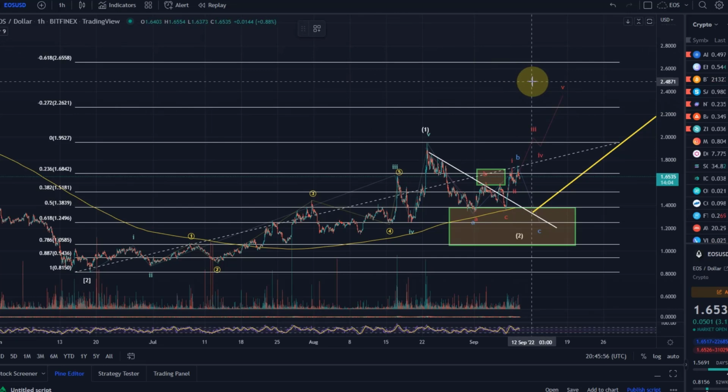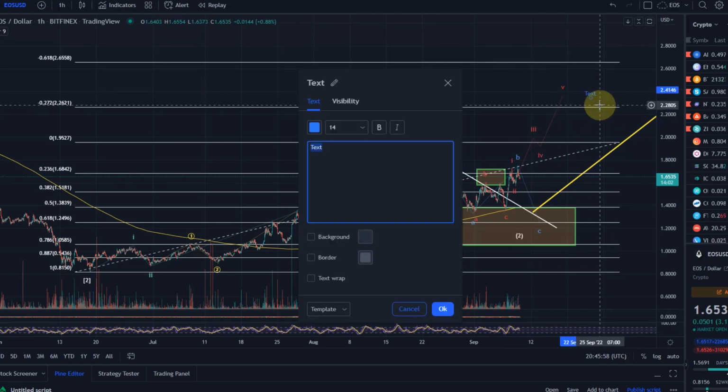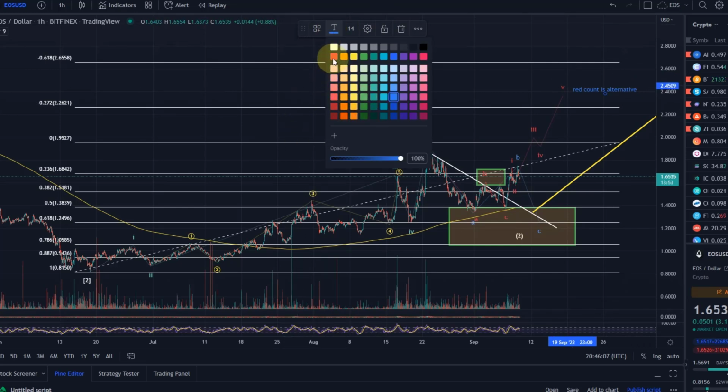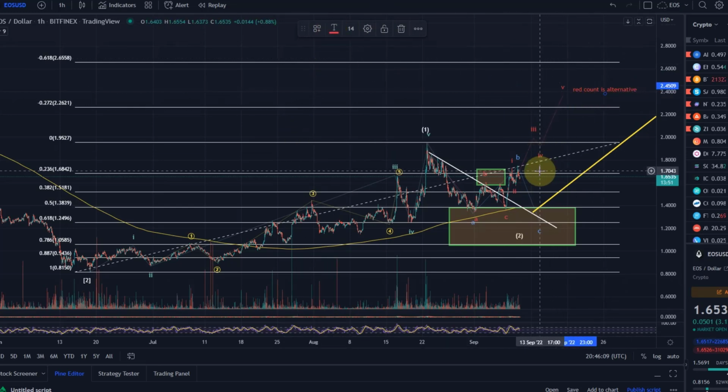I just have to add it here for channel members who can read the chart. So the red count is the alternative. Okay. Because if you become a channel member, you have access to my live charts.